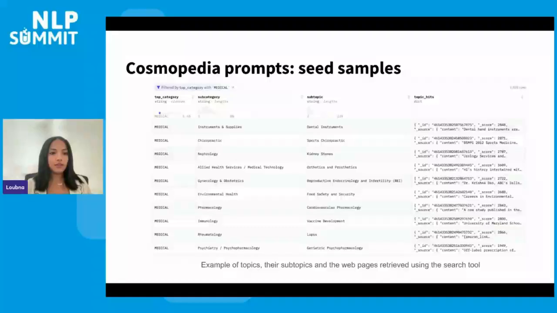Here you can see what the dataset looks like. You have a top category, which is your topic, for example, medical, and then you have a subcategory and a subtopic. The topic hits are the web pages that we found that were related to these topics based on our search tool.